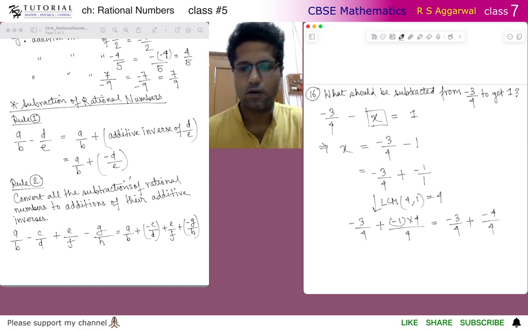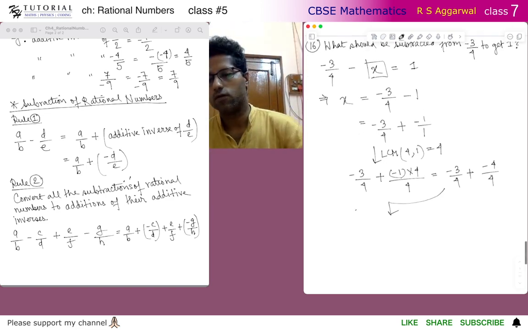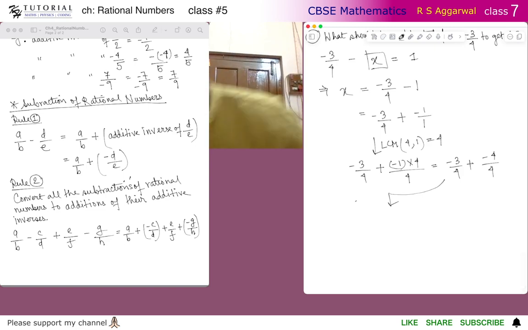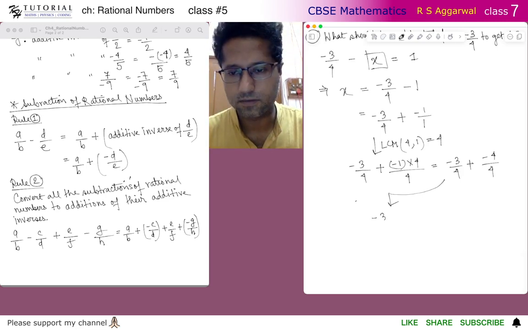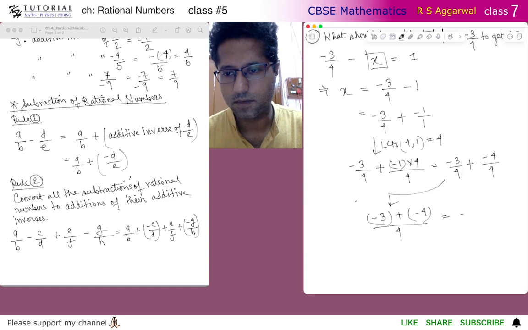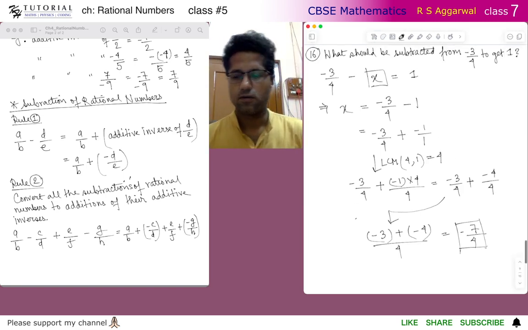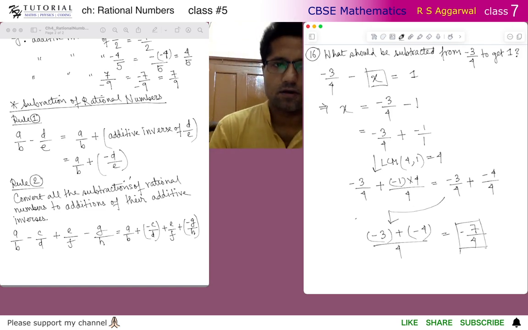Now we have a common denominator of 4. We will simply add the numerators and divide the sum of the numerators by the common denominator, that is 4. So this becomes minus 3 plus minus 4 divided by 4. This is minus 7 by 4. This is the answer. We can take a screenshot. So that was it regarding addition and subtraction of rational numbers.